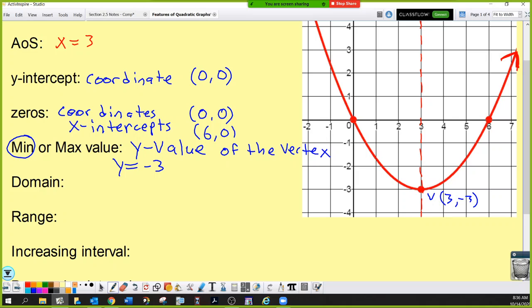So now, do you see why I make you say x equals when you're talking about the axis of symmetry? Because y equals is going to be where your minimum or maximum occurs. So x equals the x value of the vertex is the axis of symmetry. Y equals the y value of the vertex is the minimum or maximum value. Cool? Okay.